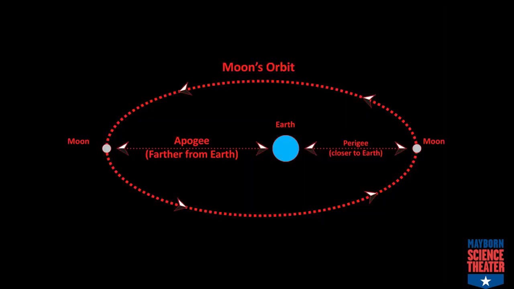Our orbit of the moon as it goes around Earth, this is exaggerated. It is a circle, but it's not a perfect circle as far as a constant radius distance. It is an oval. And so there is a time when the moon happens to be in its orbit farther from the Earth than at another time when it is closer to Earth. And so this would be called the apogee that we have here.